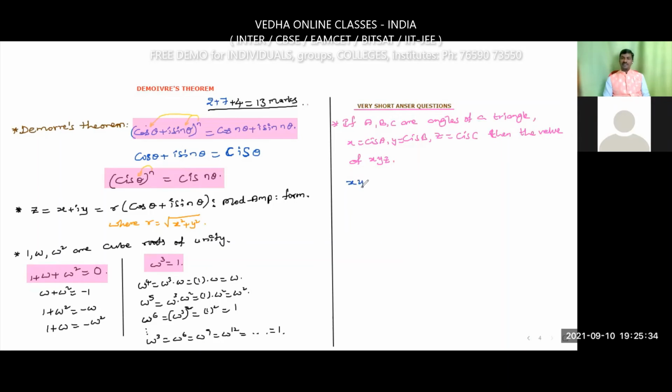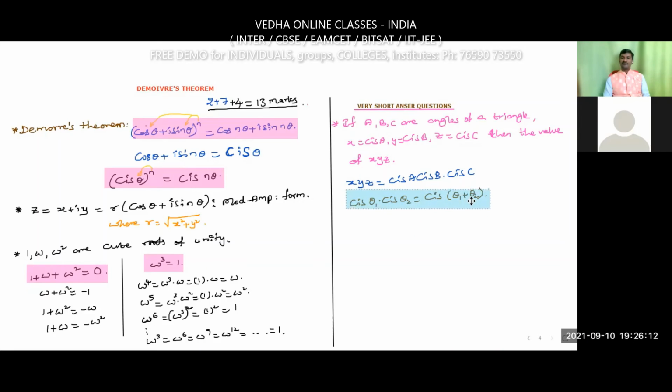Now x into y into z is nothing but x means cis A, y means cis B, and z means cis C. So it is cis A into cis B into cis C. We have a formula. What is the formula? Cis theta 1 into cis theta 2 is equal to cis of theta 1 plus theta 2. This is the formula.